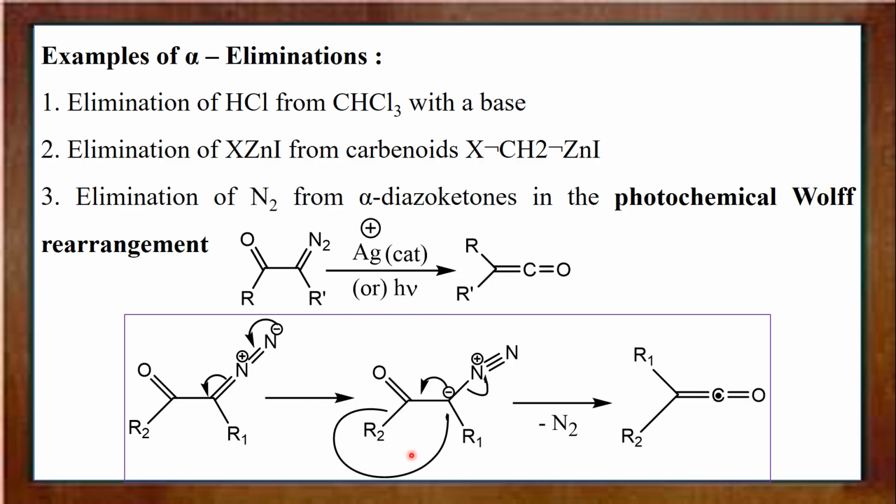undergoes a rearrangement like this, and it results in the formation of a ketene as the product. So from the same carbon, these two bonds are removed. A nitrogen molecule is eliminated. So this is also an example for alpha elimination.